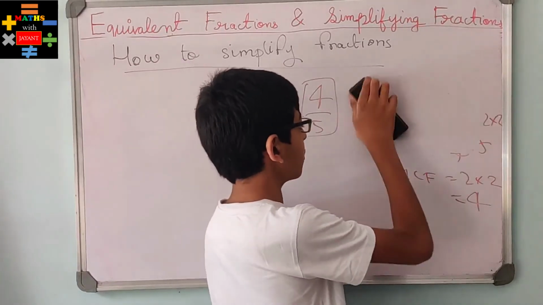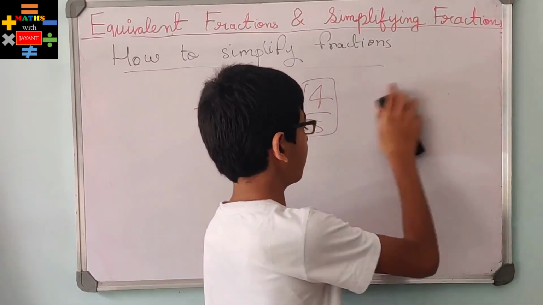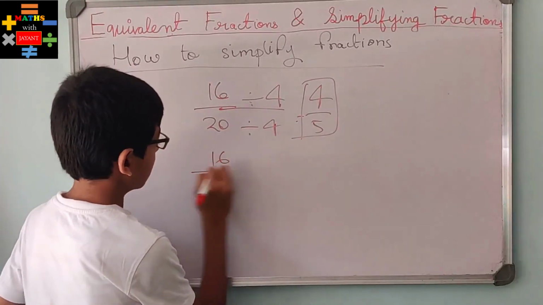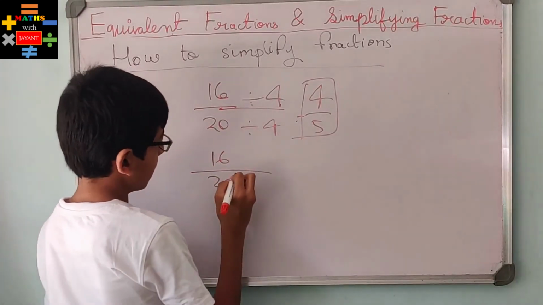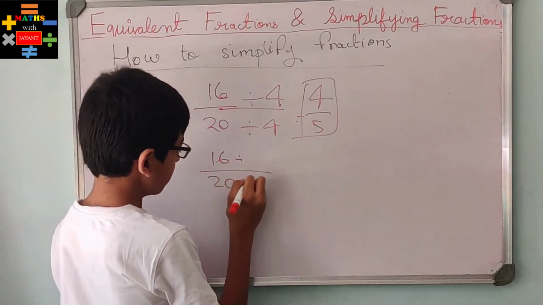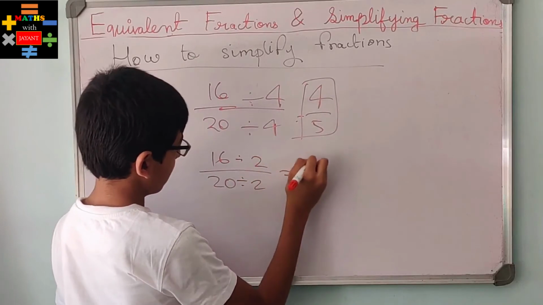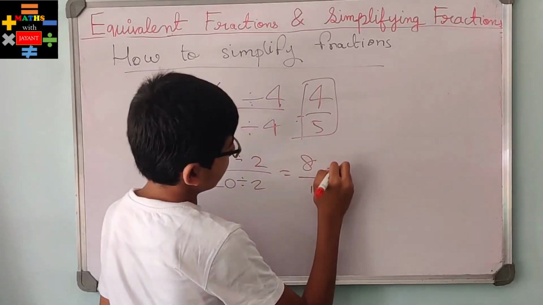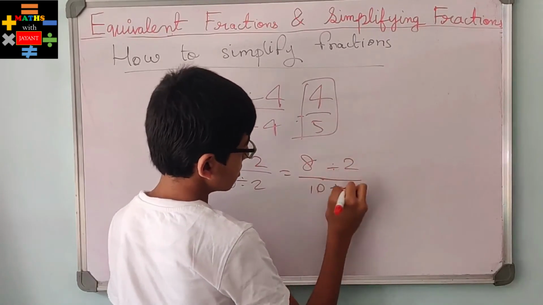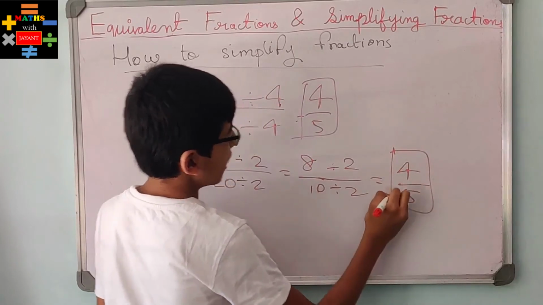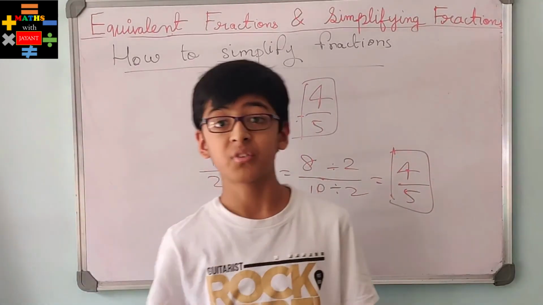But suppose you don't know the HCF of two numbers or the numbers are big, you can perform repeated divisions to find the simplified form. Now 16 and 20 both have the common factor of 2. 16 by 20 divided by 2 gives 8 by 10. 8 by 10 again have a common factor of 2. Like this we get 8 divided by 2 is 4, 10 divided by 2 is 5, and we have got the simplest form.